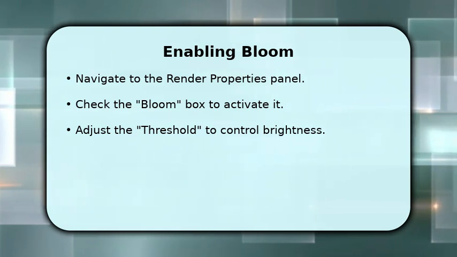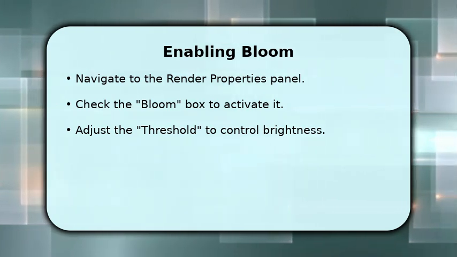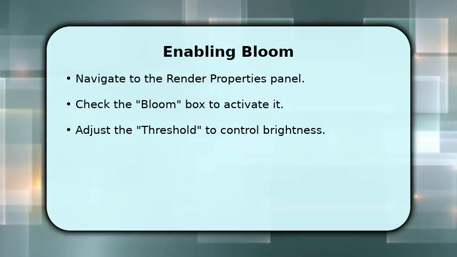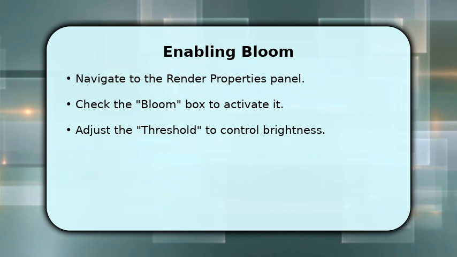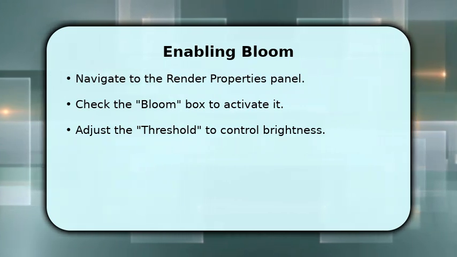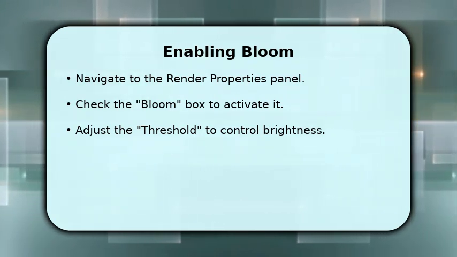Next, you will want to adjust the threshold setting, which dictates how bright an area must be to start glowing. A lower threshold means more areas will bloom. Then, modify the radius to control how far the glow spreads from its source.